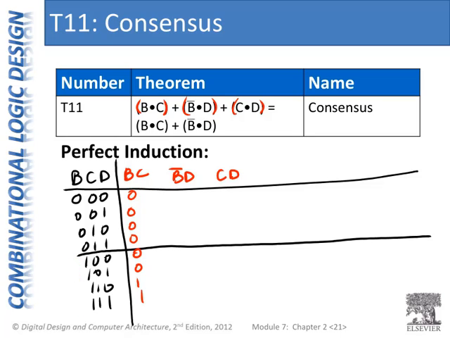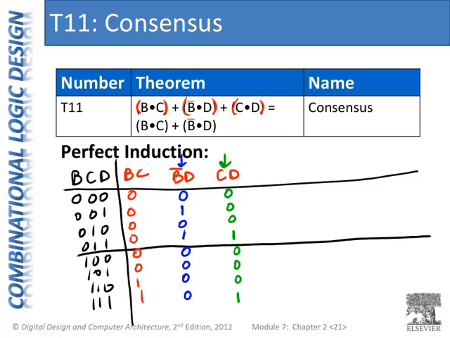Now we're going to get B bar D, this column here. So the inverse of B is 1. So we're going to get 1 and D for those top 4 rows. So we'll just get the D column, 0, 1, 0, 1. B bar, the inverse of B, is 0 in those bottom 4 rows. 1 bar is 0. So we'll just get 0 and something. Well, 0 and anything is just 0. The null element theorem. Okay, and our final column here, C and D. Well, we'll get these 2 columns ANDed together.